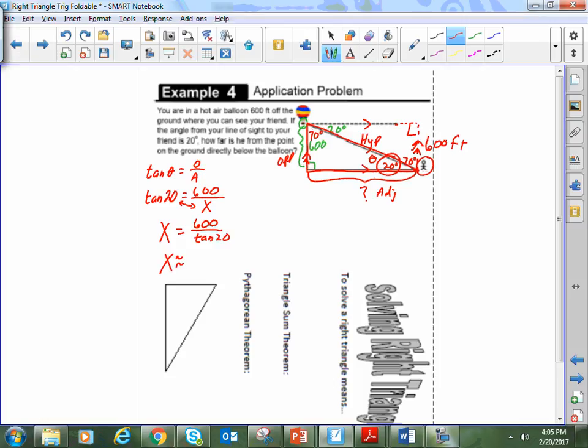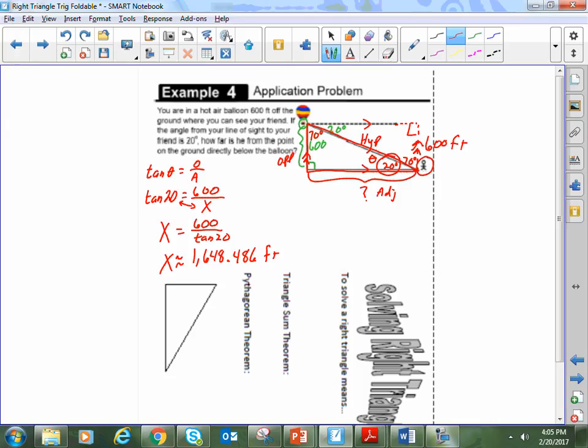So our friend is approximately 1,648.486 feet away from standing directly underneath the balloon.